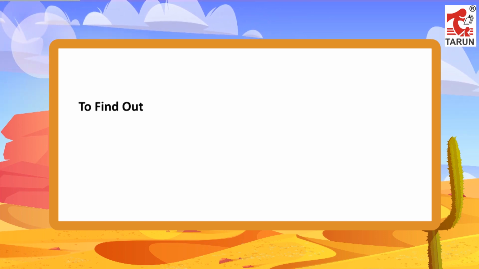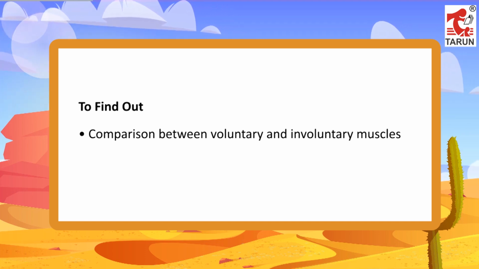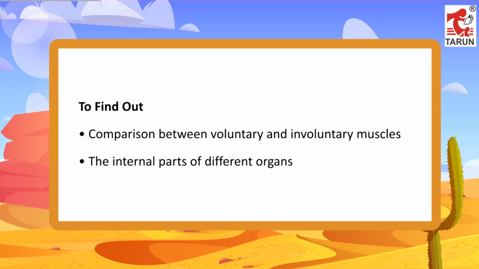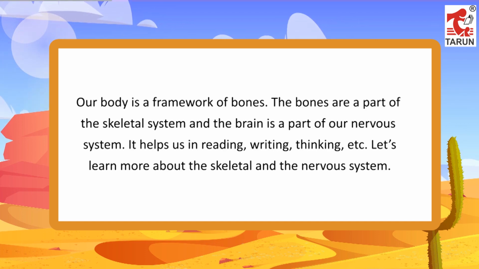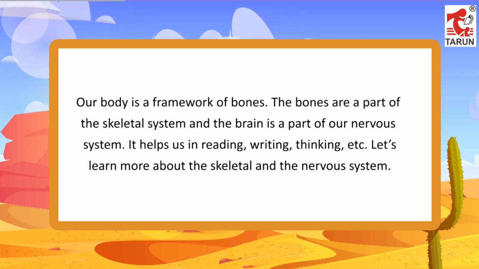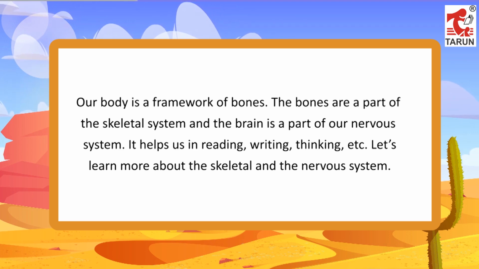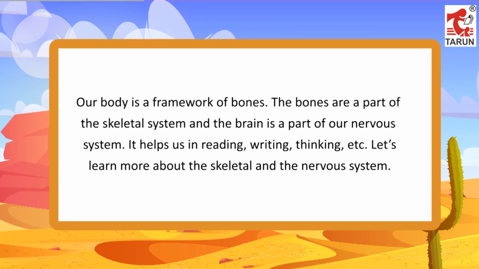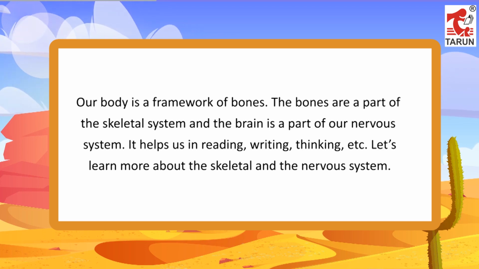Find out. The comparison between voluntary and involuntary muscles. The internal parts of different organs. Our body is a framework of bones. The bones are a part of the skeletal system and the brain is a part of our nervous system. It helps us in reading, writing, thinking, etc. Let's learn more about the skeletal and the nervous system.